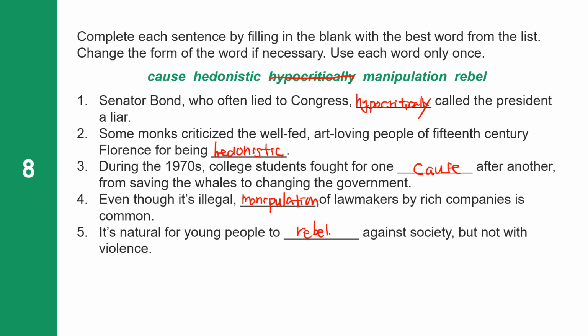Okay, let's read the sentences one more time. Senator Bond, who often lied to Congress, hypocritically called the president a liar. Some monks criticized the well-fed, art-loving people of 15th century Florence for being hedonistic. During the 1970s, college students fought for one cause after another, from saving the whales to changing the government. Number four, even though it's illegal, manipulation of lawmakers by rich companies is common. Number five, it's natural for young people to rebel against the society, but not with violence.